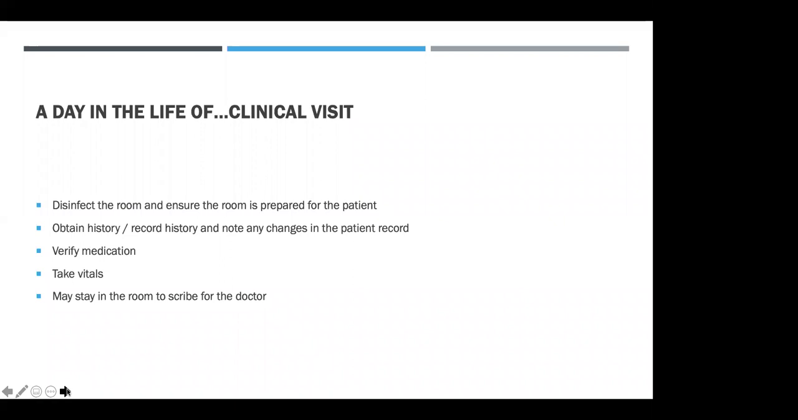During the actual clinical visit, a patient will come into an already disinfected room. I don't know how it is in your state or where you're from, but at least in the Chicagoland area, the very first person that greets you when you get roomed is a medical assistant, and they take your history. They note any changes that you've had to your health, and they make those changes in the patient record. They verify any medication that you are taking, and then they take your vitals, your blood pressure, your height and weight, and your pulse, and so forth. And then they may stay in the room to scribe for the doctor in the electronic medical record. They are trained to do that, and sometimes they do, and sometimes the doctor prefers to do that himself or herself. But they can if called upon to do so.